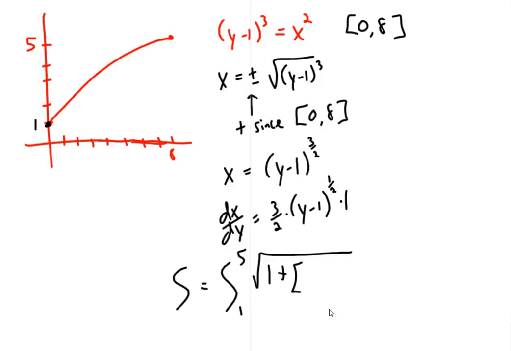So when we plug this into the formula, our lower bound is on the y value, or on the y-axis rather, so that's going to be 1, and our upper bound is 5, so we're working our way up this way. So 1 plus 3 halves, y minus 1 to the 1 half, all squared, dy. You can plug that into the calculator, and you end up with a nice answer, 9.073.